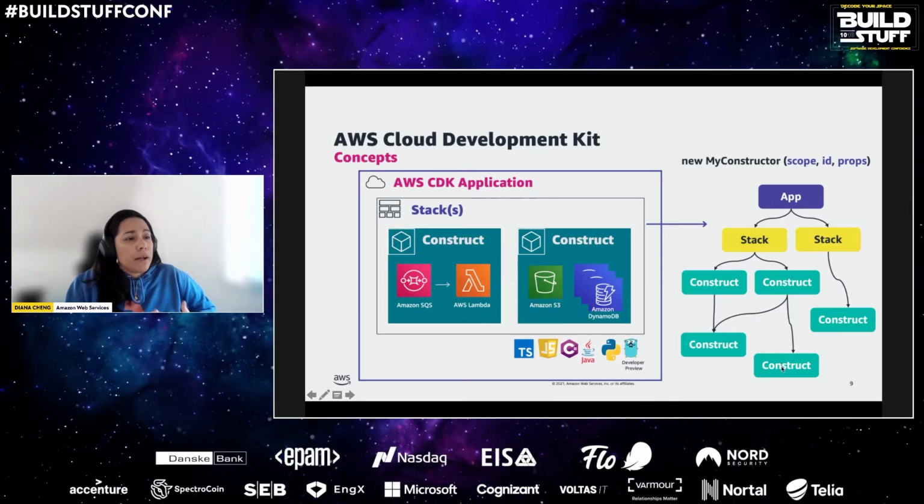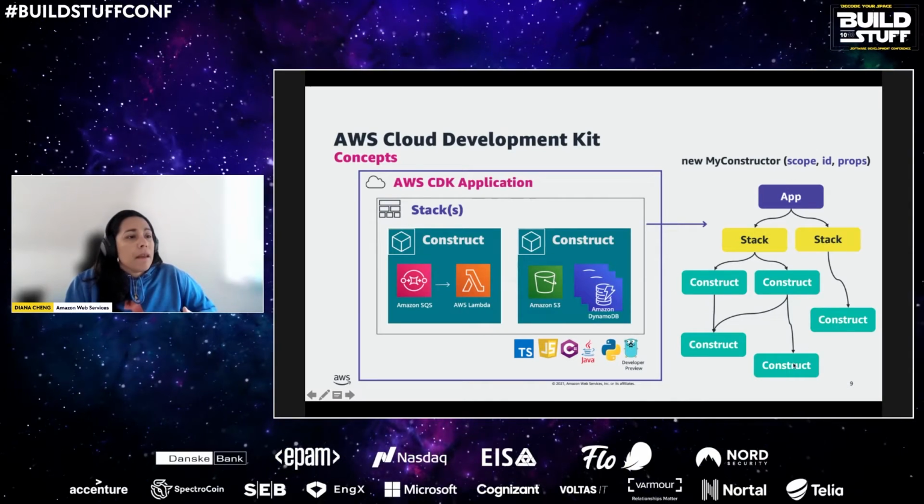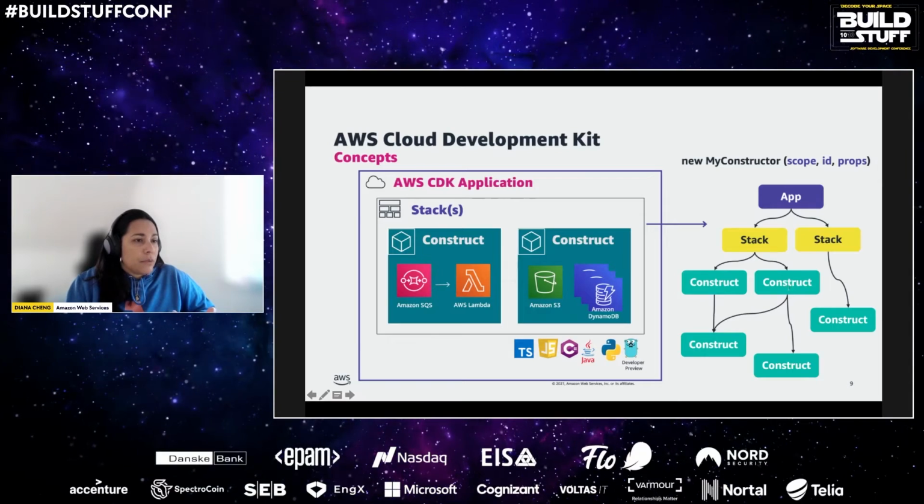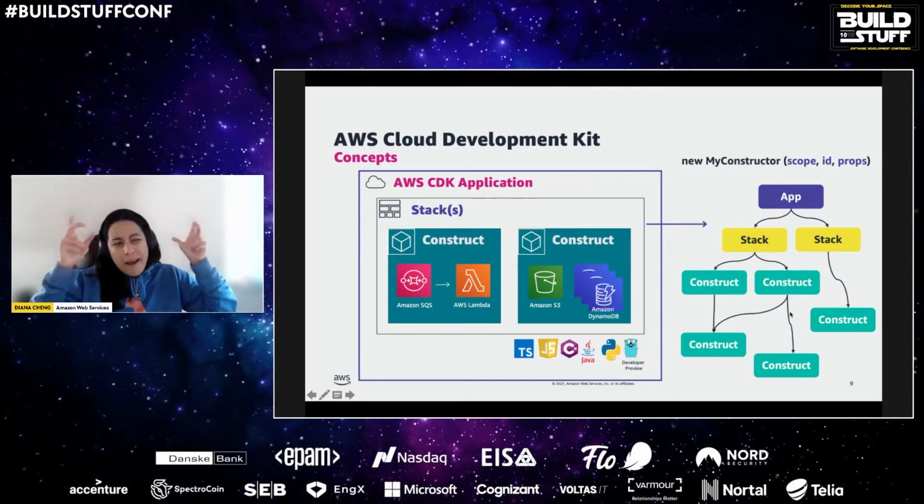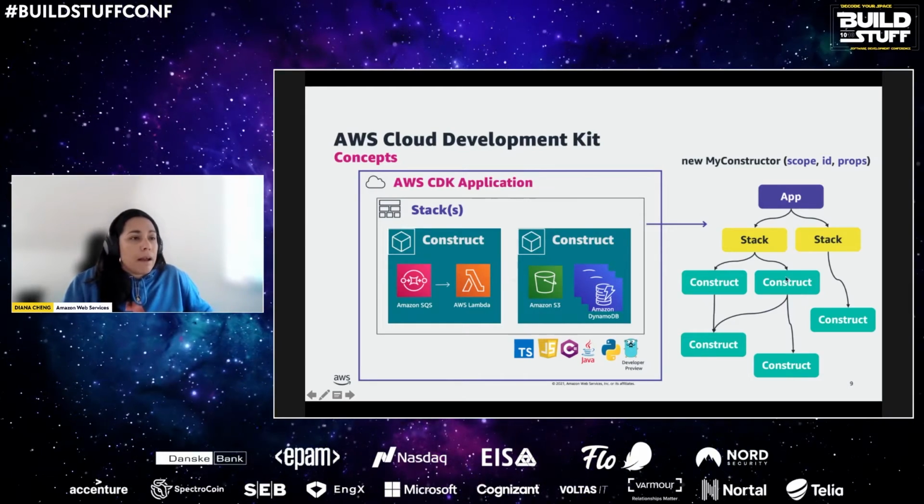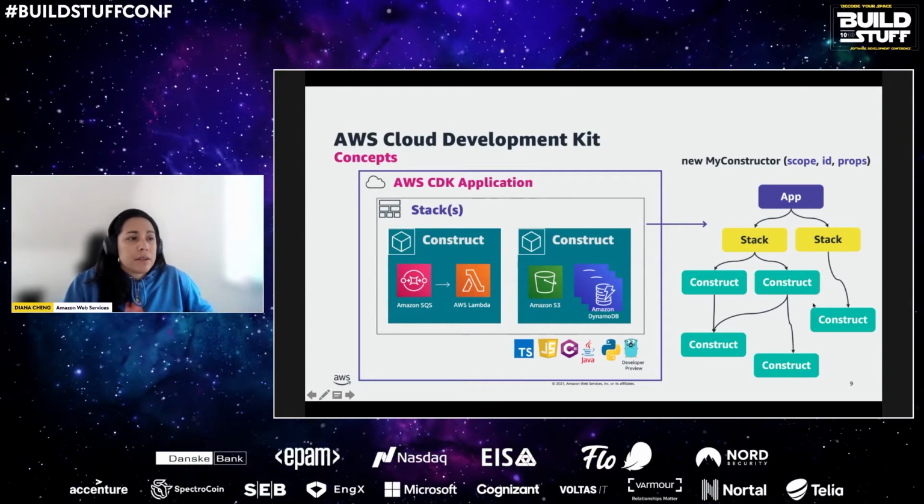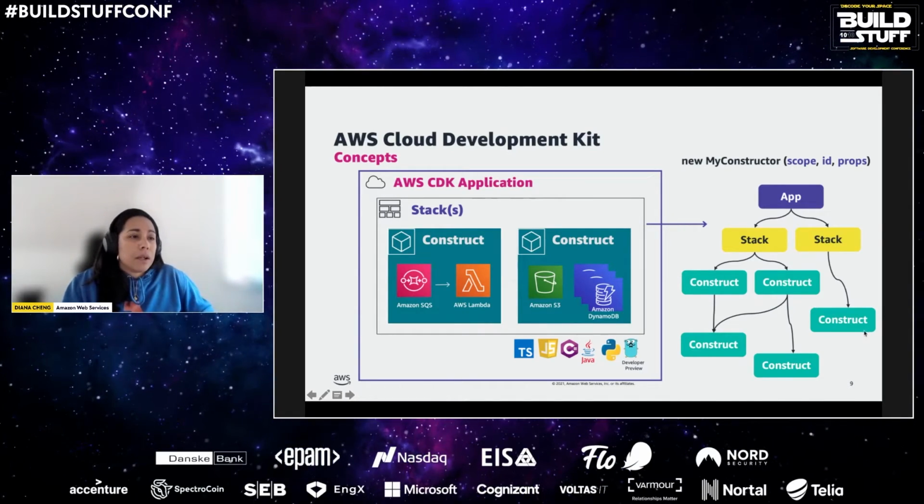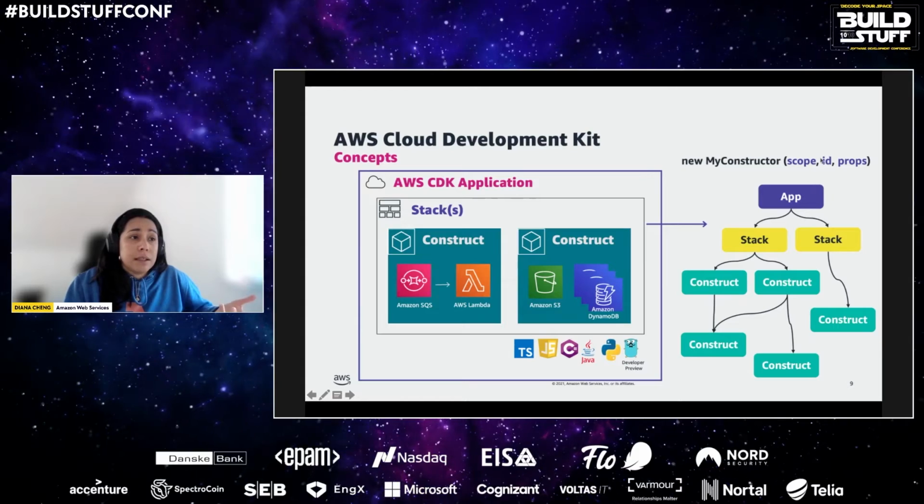We always provide the scope, as I mentioned. So this construct will have this construct as its scope, kind of as its parent, or the place where it lives. And this one will have the stack as its scope. And we end up with a tree. And this is important because constructs need to have an ID.